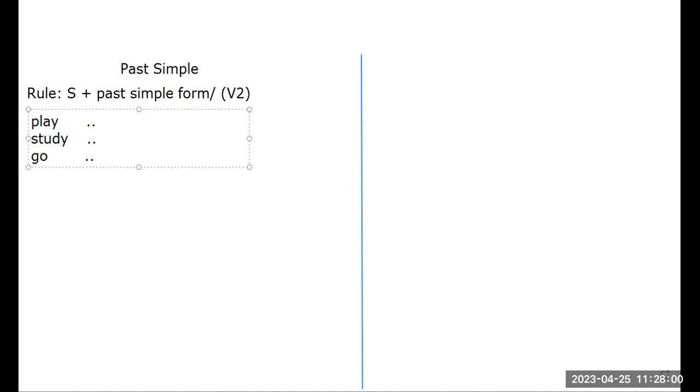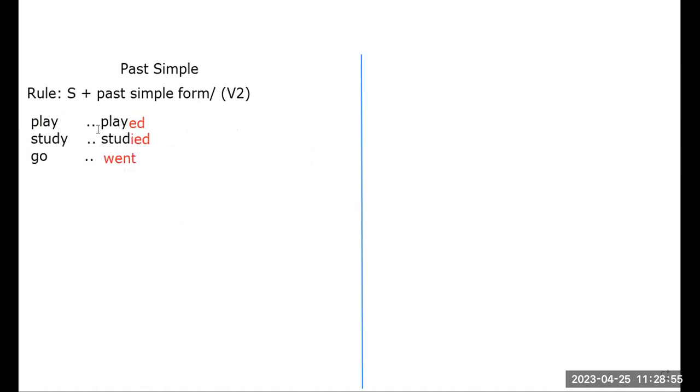Okay, so let's see. Here we have play, study, and we have go. Let's see the past simple form. صيغة الماضي بالنسبة لplay is played, فعل منتظم نضيف له ed. Study is a regular verb, فعل منتظم بس نوع ثاني. بالنسبة للأفعال المنتظمة دائما نضيف ed. بس هنا look, we change Y into I, نحول ال Y إلى I بعدين نضيف ال ED. Go is an irregular verb, فعل غير منتظم, it becomes went. الماضي من go went.